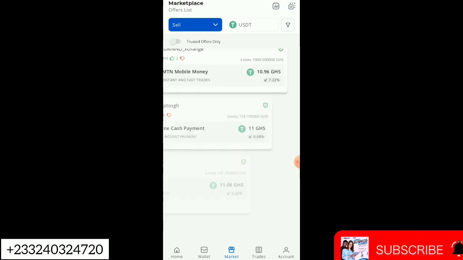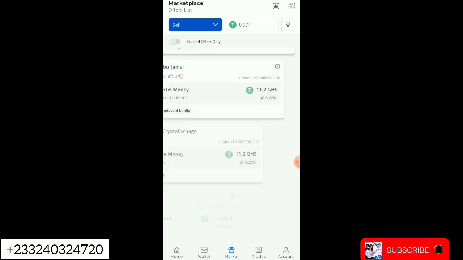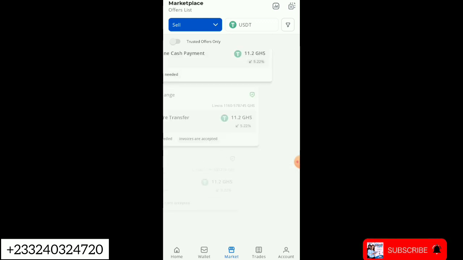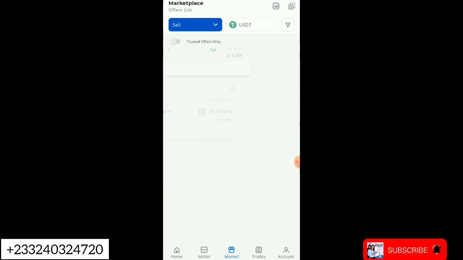So when you buy your USDT for, let's say, 12 cedis, you have to make sure that you are selling to a person who will buy it from 17 cedis going, so that you get your profit. Don't sell it to a person who will buy it.